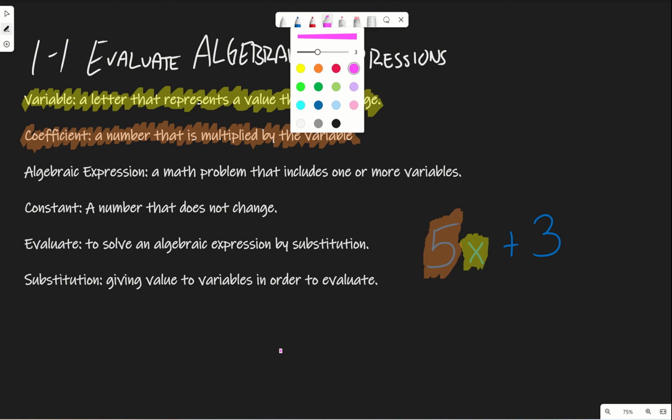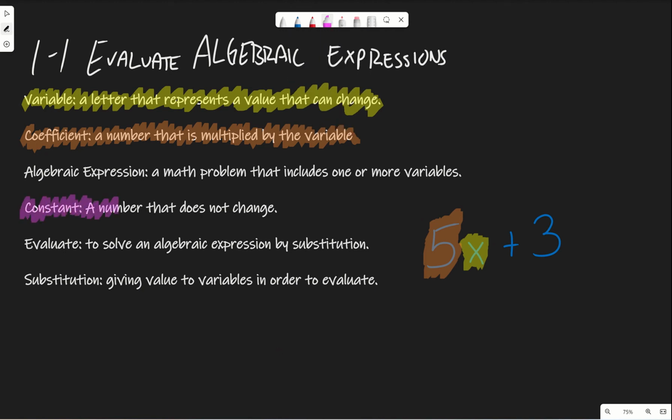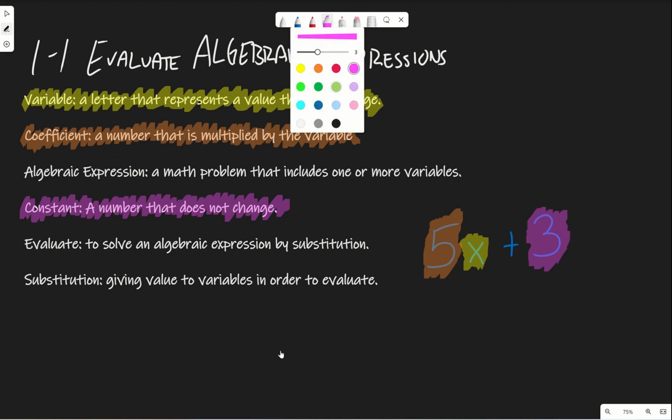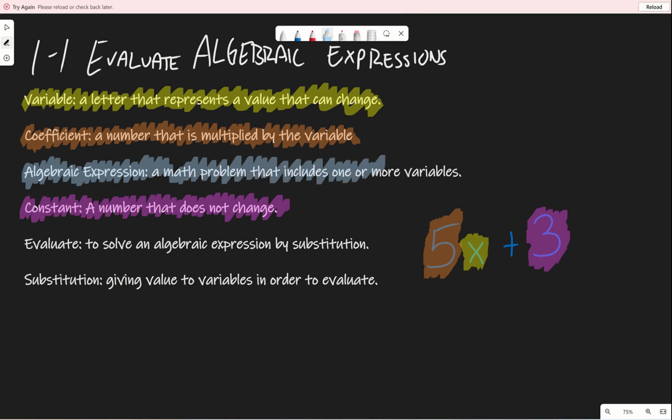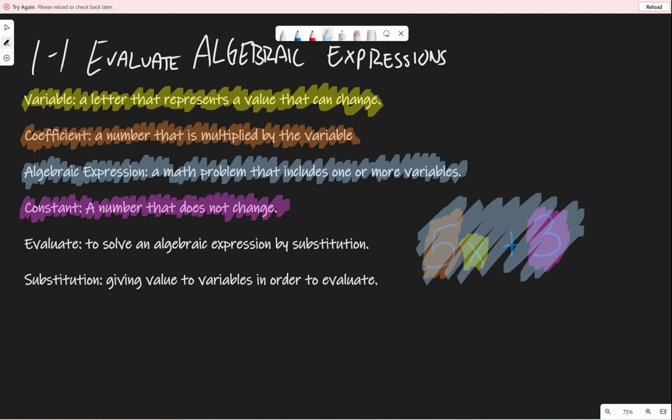All right. A constant is a number that does not change. There's a number up here that's not changing. It's going to stay the same all the time, and that would be 3. 3 is not changing. 3 is going to be 3 all the time. Now, the entirety of what we have going on up here is an algebraic expression. This is a math problem that includes one or more variables. This one just includes one variable, but all of this is an algebraic expression. Everything here is a math problem that includes a variable.